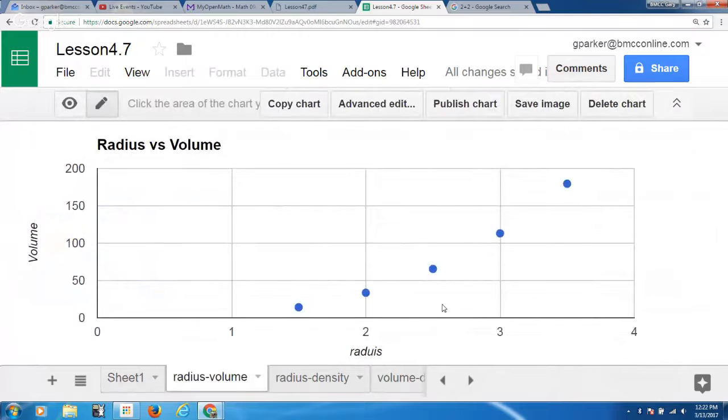I get this graph here, and I can see as the radius increases, the volume increases. And if you put a line to that, you'll see they don't quite line up on a straight edge. Okay. This is curving upward.